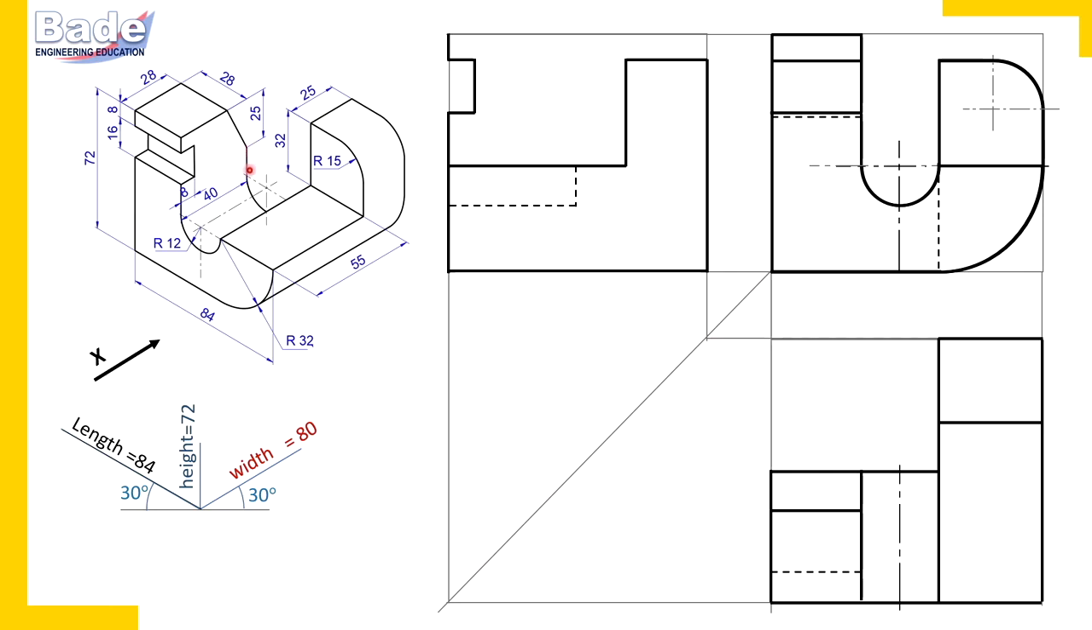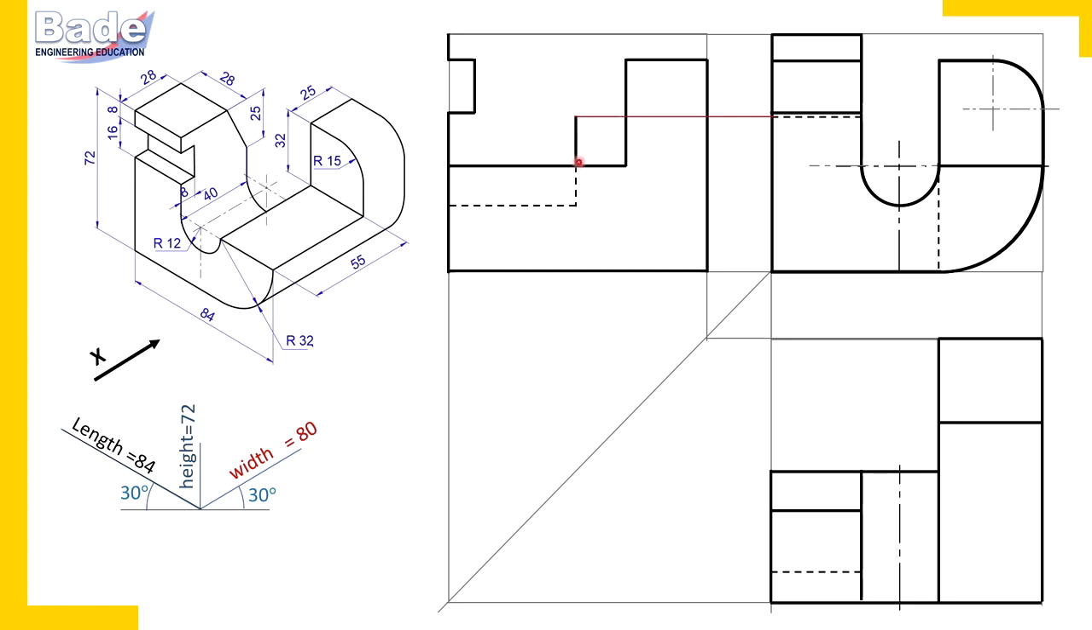Now here there is an edge from this corner. So first we should draw principal edges, remember. Edges which are parallel to the length, width, height axes are principal edges. So this edge is parallel to height. From the top, leave 25 millimeter distance and then draw the edge. And this edge is from the semicircular surface. So here is that semicircular surface.